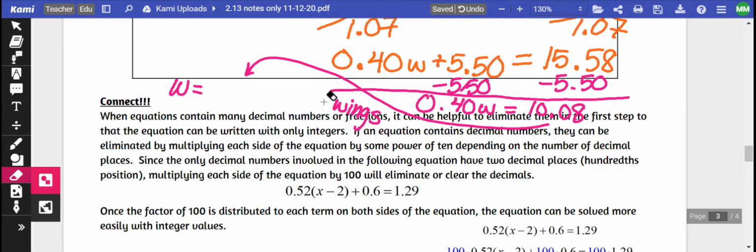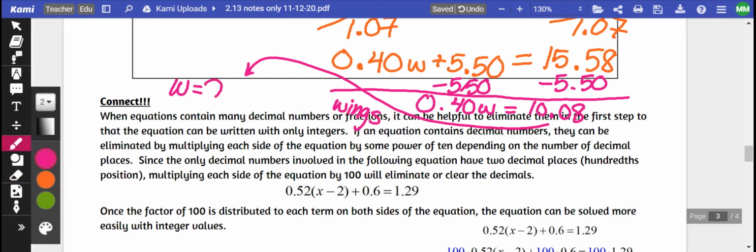So we have 10.08 divided by 0.40. Thank you. Good catch. 25.2, which would be 25 wings. Thank you, Hunter.